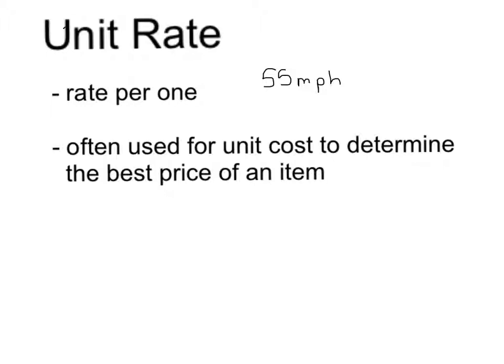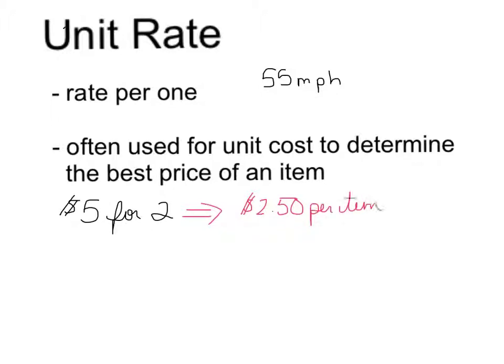So for example, what happens if somebody says, oh, well, it costs $5 for 2? I would say that the unit cost would be $2.50 per item, whether it be a box of cookies or whatever, okay? Whatever the per one of something is, okay?